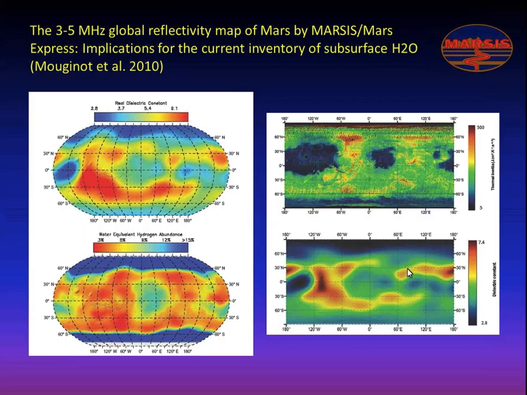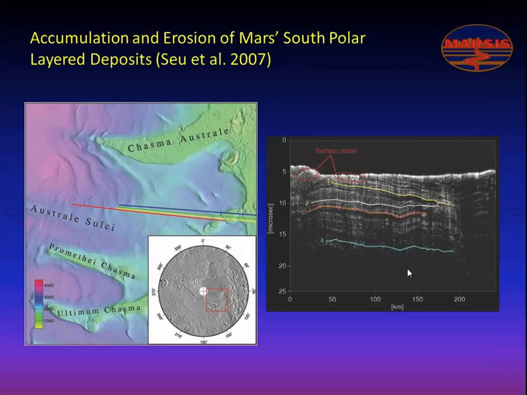So a very low dielectric permittivity of the surface, like the one found in the north, implies that the ice content of the regolith must be high down to depths of several tens of meters, not only to the first meter or so.